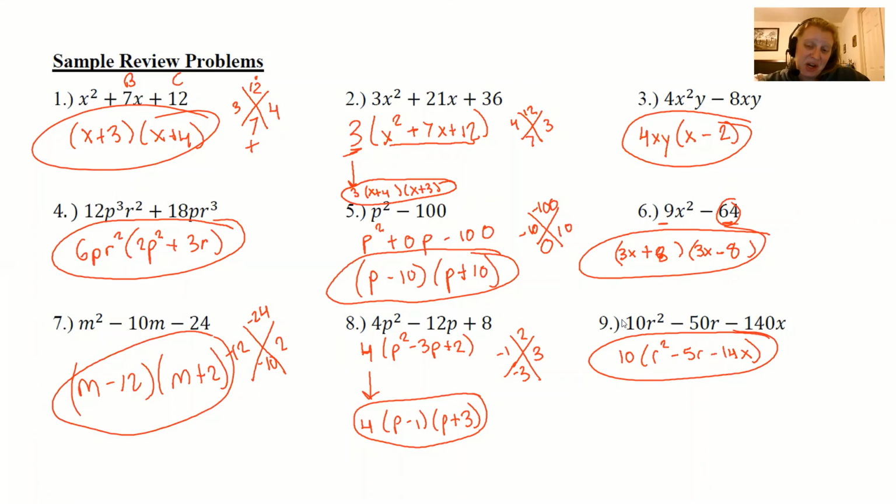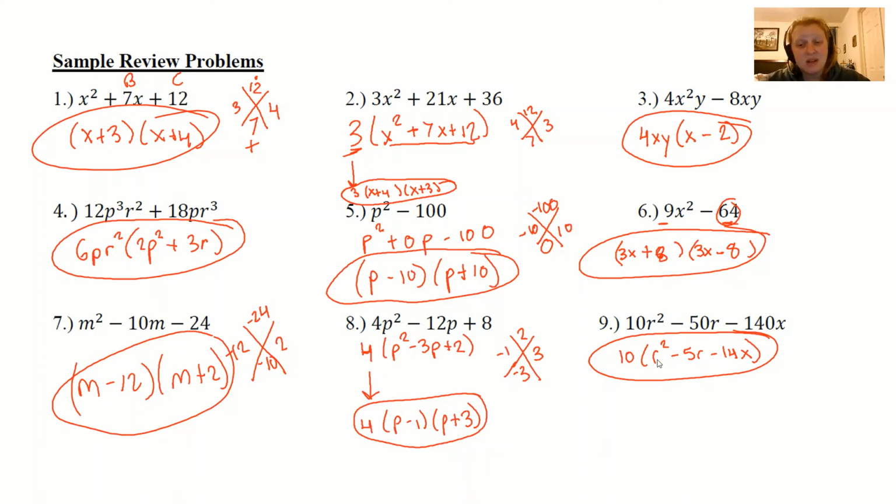And then number 9 was meant to get you to think a little bit. Obviously you can factor out a 10. That leaves you with r squared minus 5r minus 14x. We can't go ahead and make our X and use our little shortcut because it's not in the proper format. This last number needs to be a constant, and it's not. It has an x with it. So we have to be done at this point.